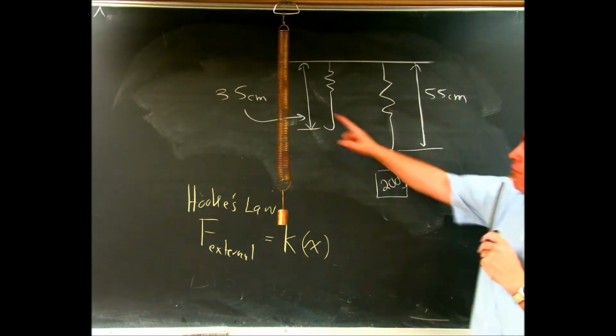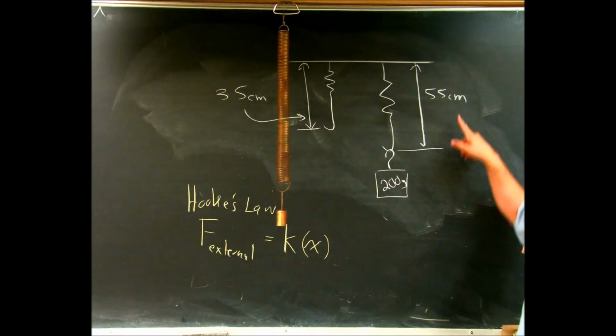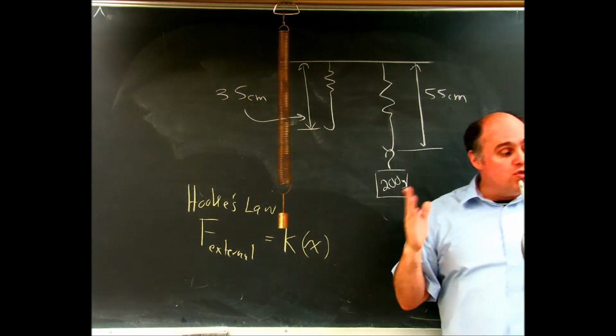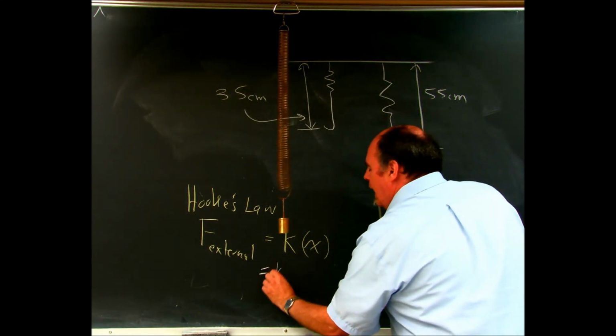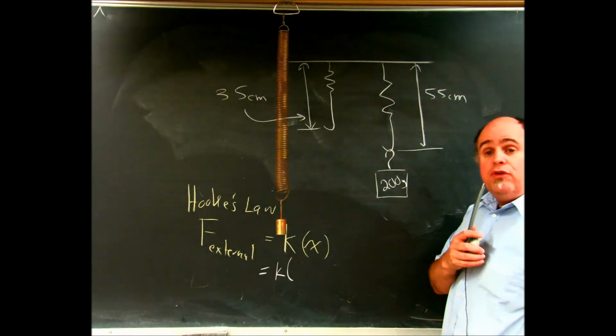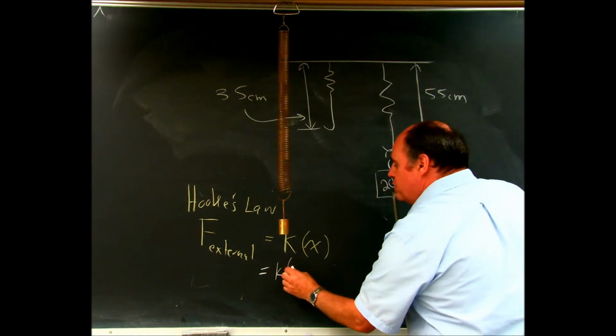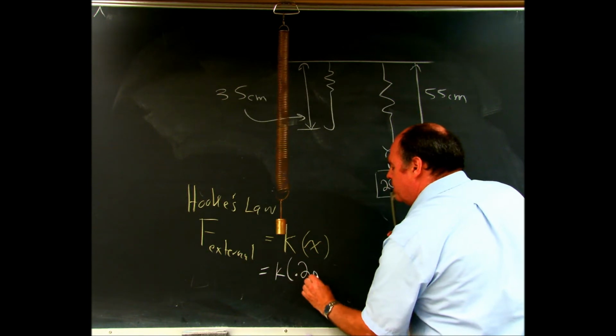So what is the difference between 35 centimeters and 55 centimeters? Well, that thing just stretched 20 centimeters. So here I would say that x equals 20 centimeters. We have to convert it to standard units, meters. So this would be 0.2 meters.